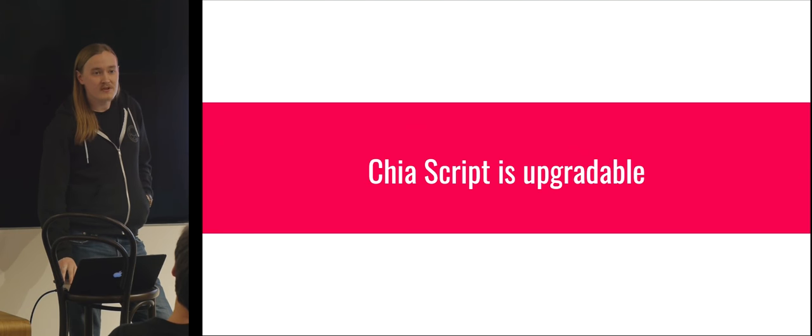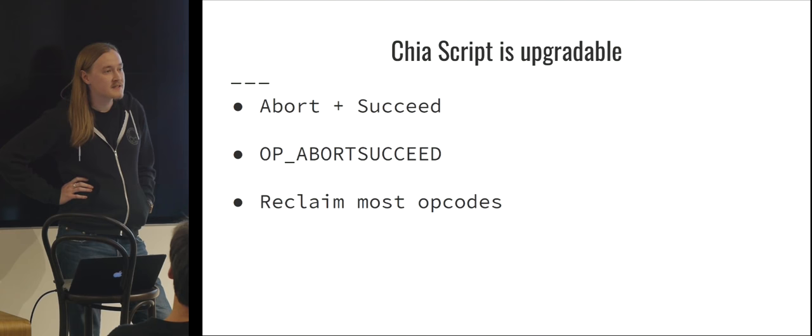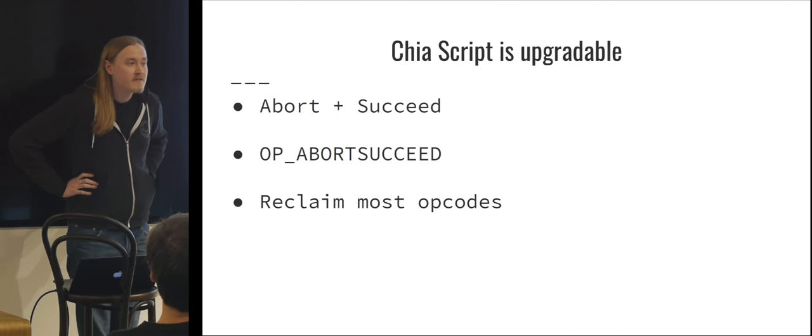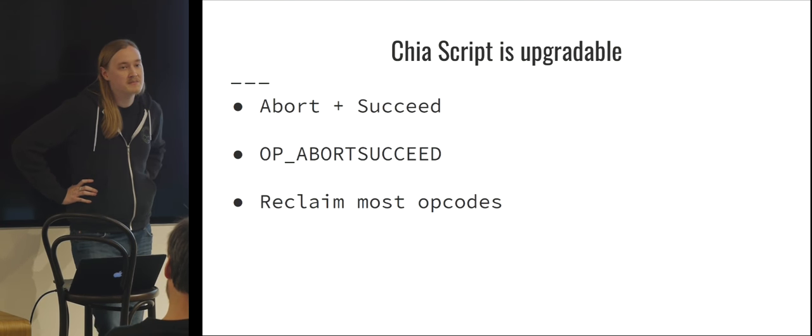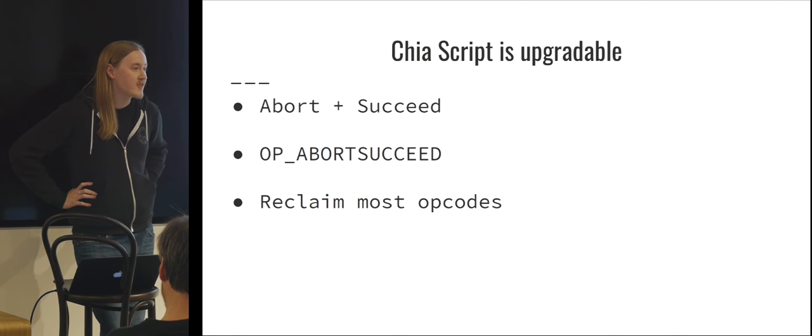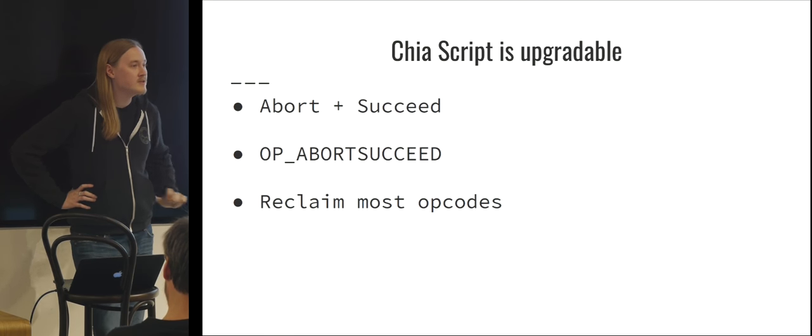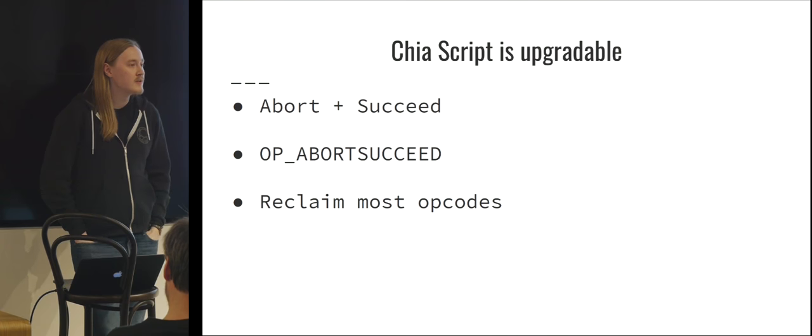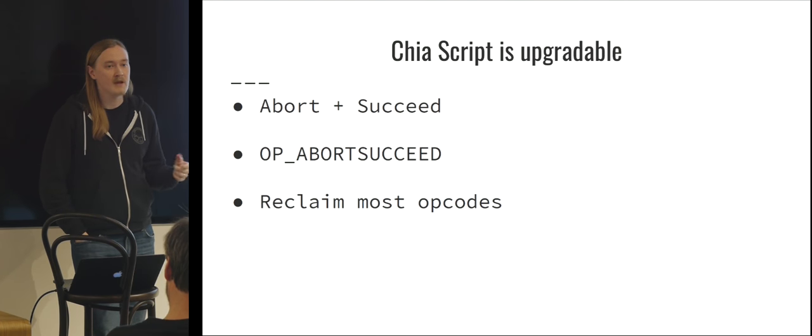So Chia Script's also designed to be upgradable. We're introducing a concept called abort succeed. In Bitcoin, if you run into an opcode that you don't know, it's pretty much always a nop, and so you do nothing. In Chia Script, if you run into an opcode that you don't know how to handle, it's going to end script execution and return success.